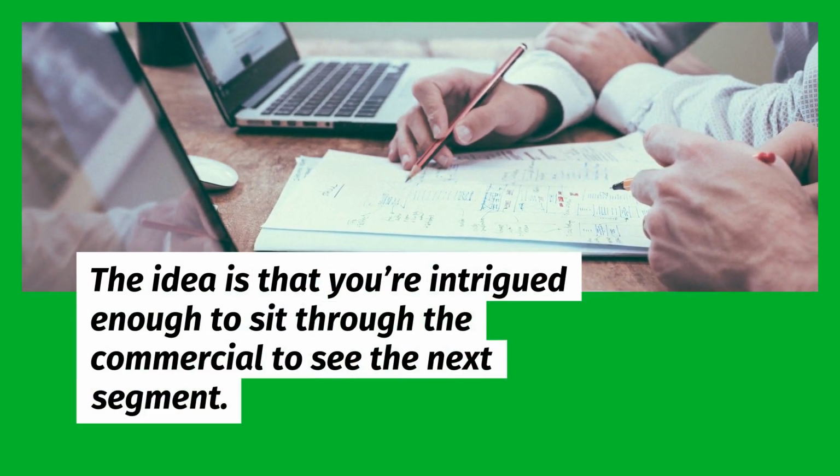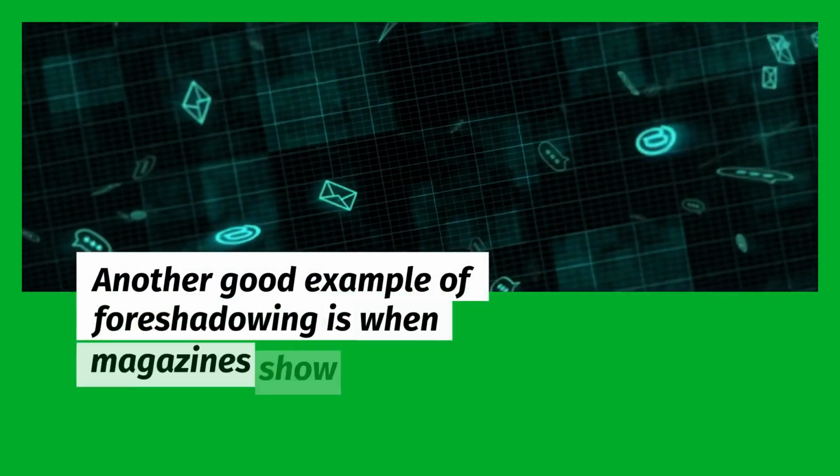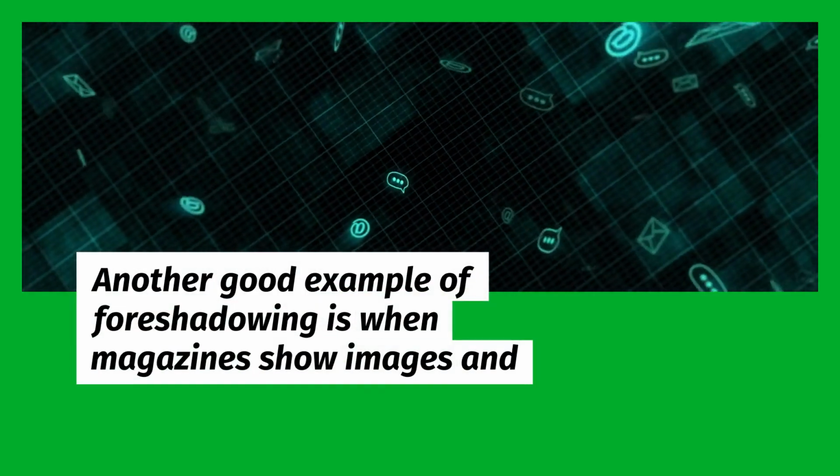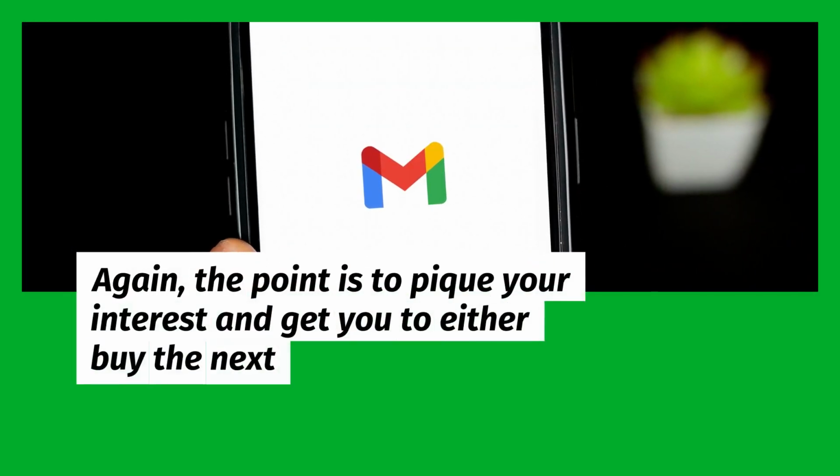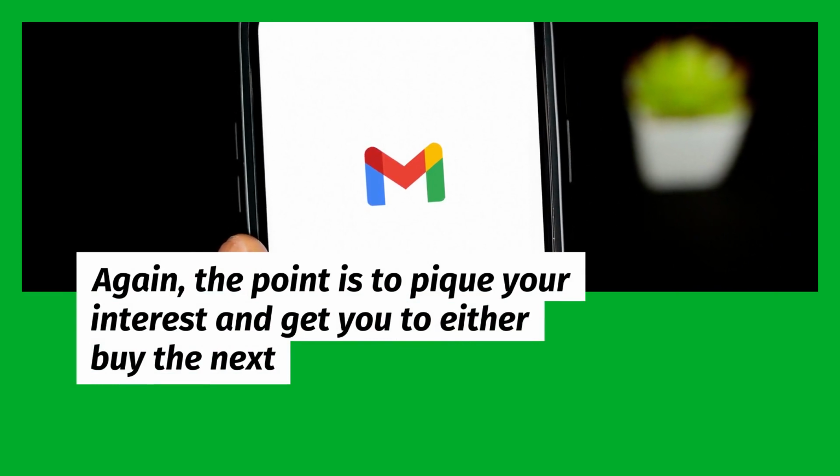Another good example of foreshadowing is when magazines show images and headlines or short bullets of what's coming in next month's issue. Again, the point is to pique your interest and get you to either buy the next issue or, even better, get a subscription.